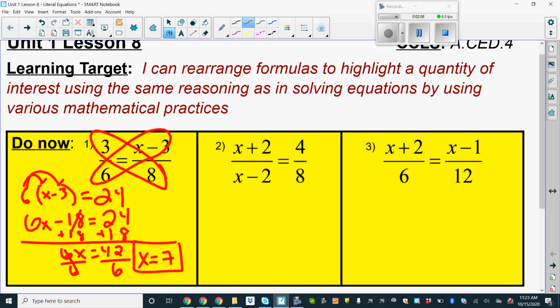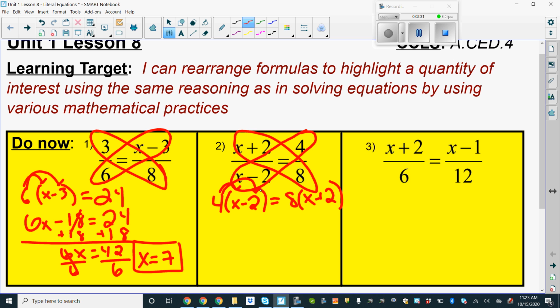Same thing here. We have to use cross multiplication to get rid of proportions. So we have 4 times (x minus 2). Again, you have to keep x minus 2 together because that is one term, so you put that in parentheses. Equals 8 times (x plus 2). You have to do the distributive property on both sides. So 4 times x is 4x. 4 times a negative 2 is a negative 8. Equals 8 times x is 8x. 8 times 2 is 16.